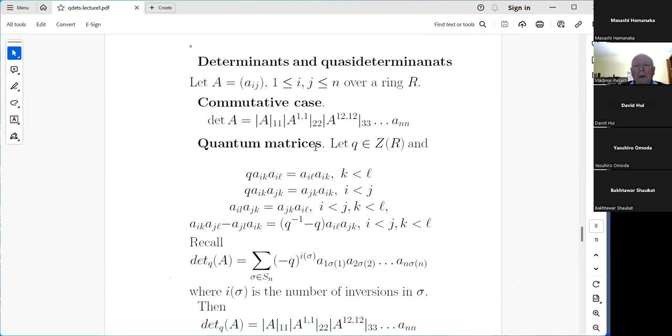This matrix A is a quantum matrix if the entries q-commute in each row, where q is a central element, then they q-commute in each column. And for any 2 by 2 submatrix, you have the following condition: the elements commute on the anti-diagonal, and for elements on the diagonal, you have a little bit more complicated expression.